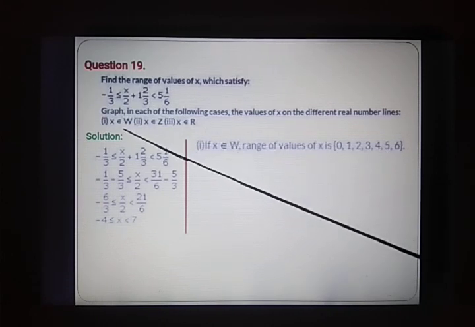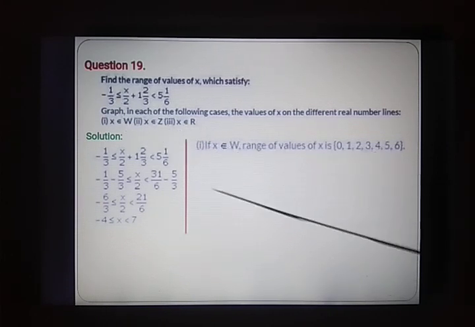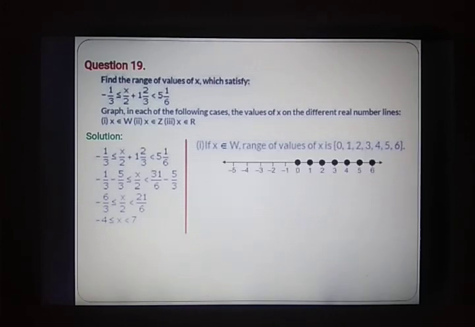Now if I want to put this solution set on a number line, then we have somewhat like this. 0, 1, 2, 3, 4, 5 and 6 are marked here. As usual we cannot put a bold line here, because if I put a bold line, then 1.5 is also included in the set, but we don't have 1.5 here. So whatever elements are written, only those have to be marked.